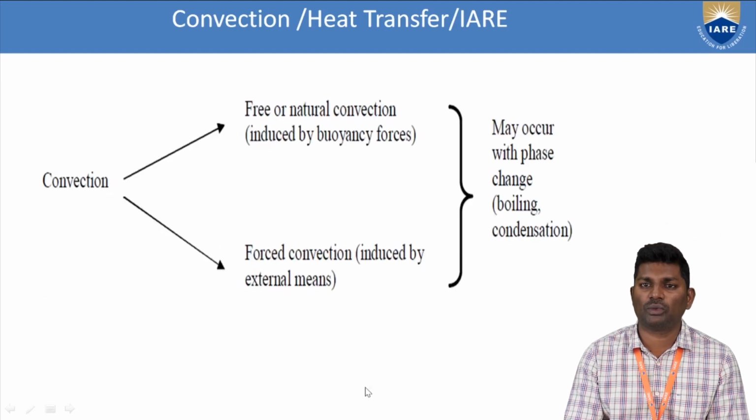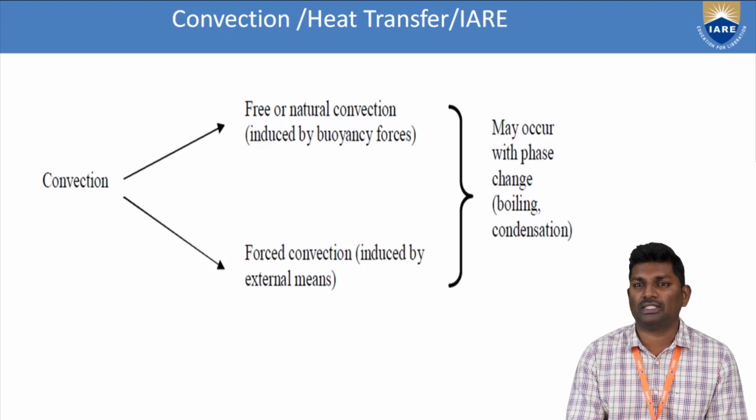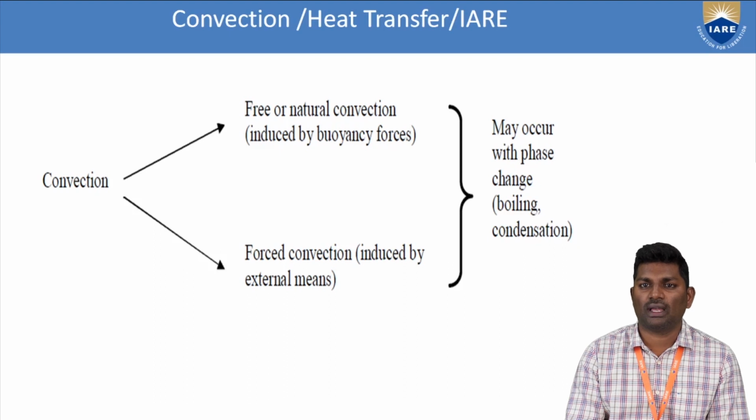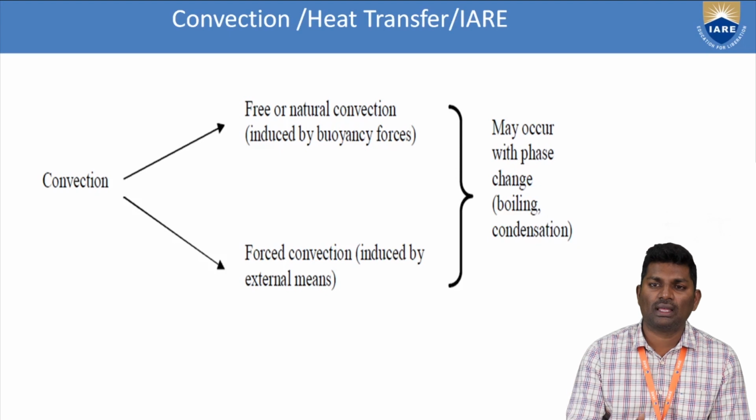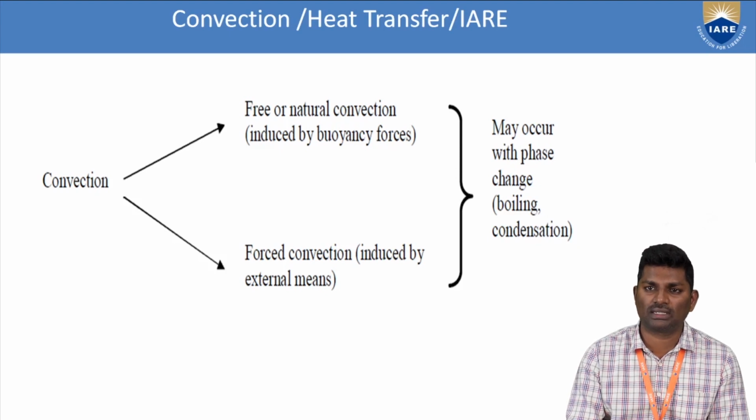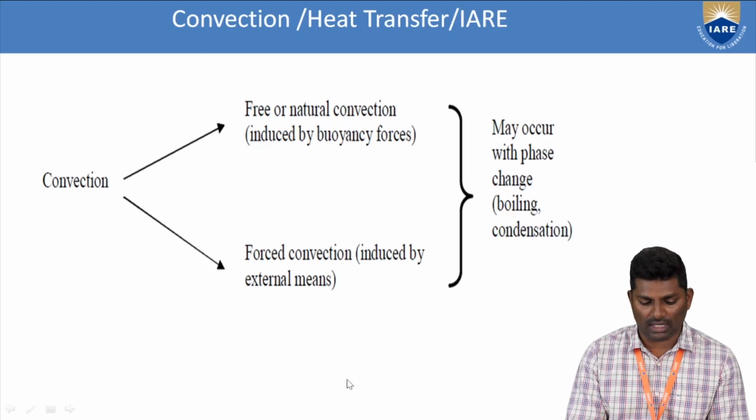And convection, you have two different types. One is free and natural, and the second one is forced convection. In the free natural, it is induced by buoyancy forces, and in the forced convection, it is induced by external means. So by external means, you are forcefully cooling the system by using an external fan or blower. That is called a forced convection system. Similarly, in free convection, you cool the system with natural air. That is called the natural convection.